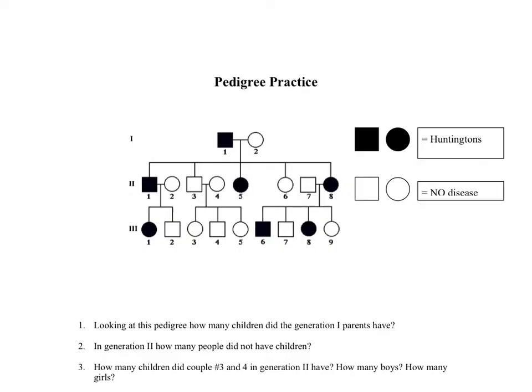So if you would, let's take a look at your green packet at this time. What you can see here is a practice problem for a pedigree. In this particular pedigree, we see the key over on this side. Remember, the squares represent males, the circles represent females. The particular disease we're looking at is called Huntington's.